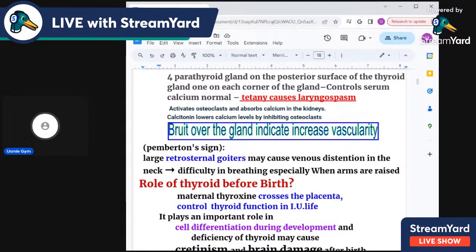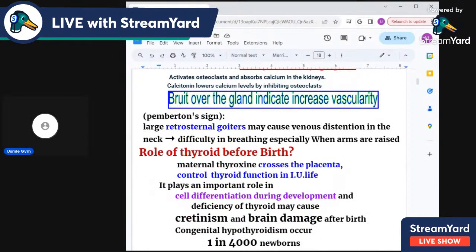Now, what's Pemberton sign? With a large retrosternal goiter, it may cause hyperventilation, especially when the arms are raised above.